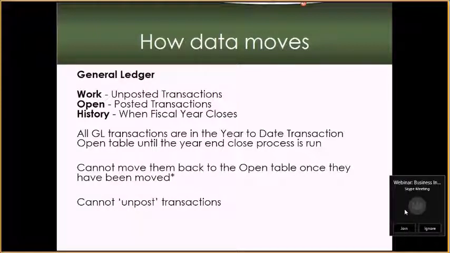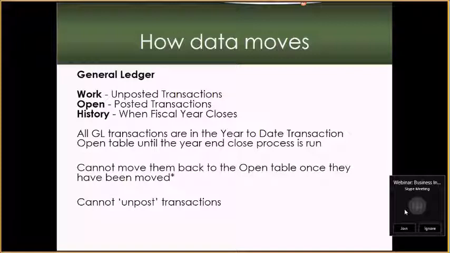The other thing that I wanted to talk about within this section is how data moves. Using the general ledger as an example, when you enter in transactions, those unposted transactions are work transactions. When we looked at that table, the 10,000 tables were the work transactions. And then we have our open transactions, which are posted transactions, and those will be the 20,000 tables. And then again, our history tables are the 30,000 tables. And in the case of the general ledger, that's when you close your fiscal year.